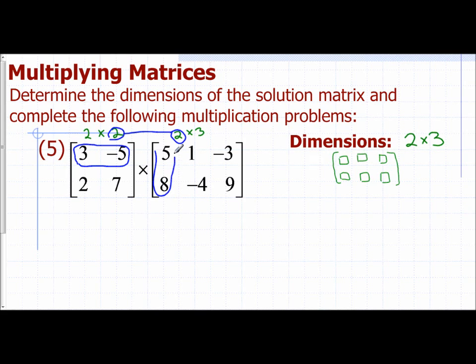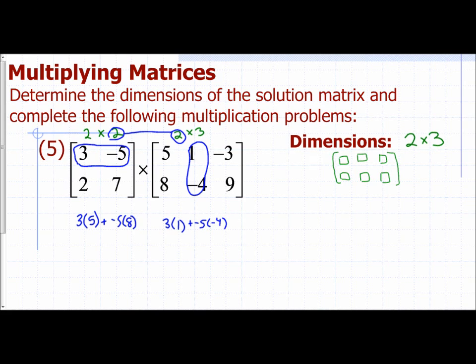I mean, you're going to multiply the first number in the row by the first number in the column, the second number in the row by the second number in the column. So I'm going to have 3 times 5, and I'm going to add -5 times 8. And then you kind of think of it like distributing to all of the columns. So now I have to do the next column. So I'm going to have 3 times 1 plus -5 times -4.